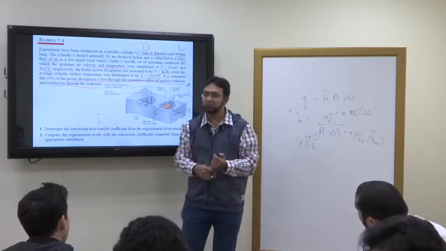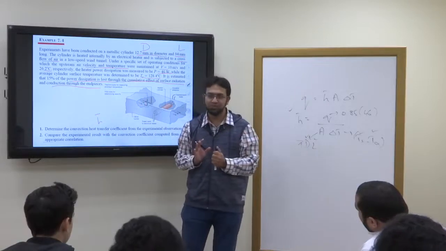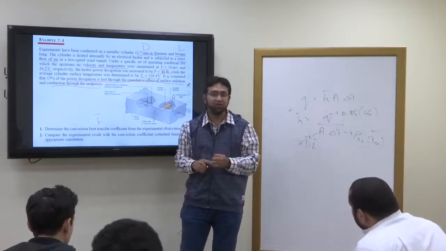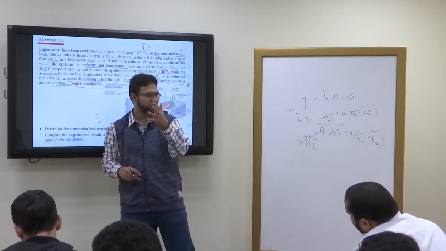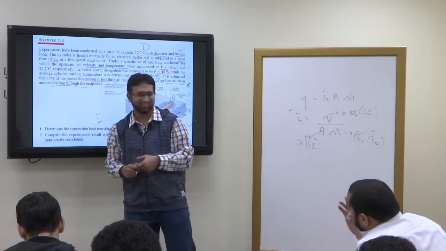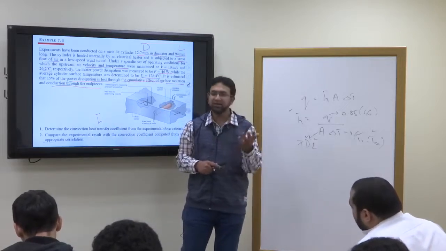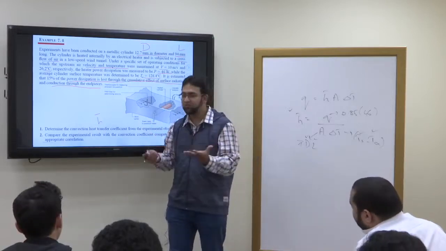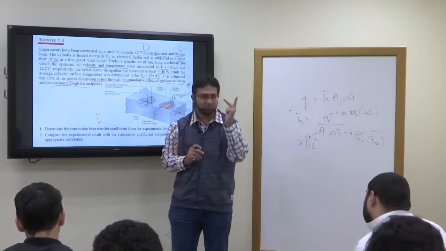I did not put it in the slides, it is there in the book. So also go and look in the comment section at how they applied the other two correlations, Hilpert and Churchill and Bernstein. So they calculated three times. But here, for example, if this problem comes and it is not specified which one to use, you can use any one.